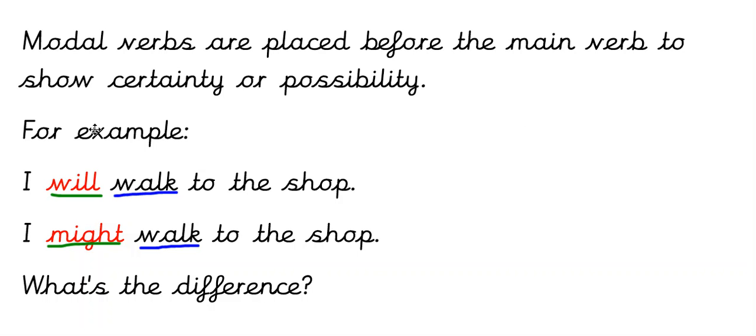So it's to do with the two modal verbs being used. We've got will and might. I will walk to the shop shows certainty because this person will 100% be walking to the shop. Whereas this second modal verb, might, shows possibility because it's not 100% certain that this person might walk to the shop. Maybe it's a rainy day, so they might be waiting to see if it carries on raining to see whether or not they walk to the shop. It's not definite.